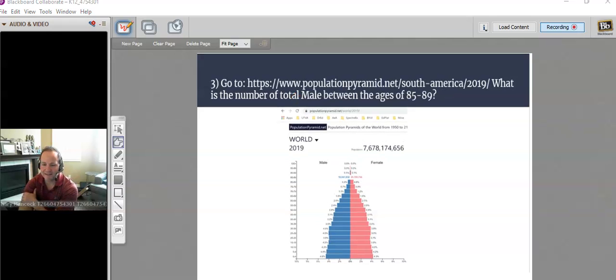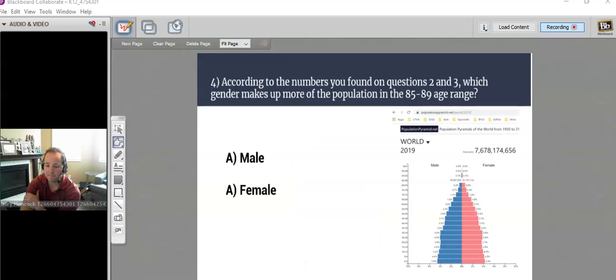The next thing you're going to do, question 3, you're going to look at how many males are from 85 to 89, and you'll be able to get an exact number right there. I think Mackenzie's already said that. So according to the numbers you found on questions 2 and 3, now this is of the world, and hopefully you can see that right there, what gender makes up more of the population? Is it male or female?